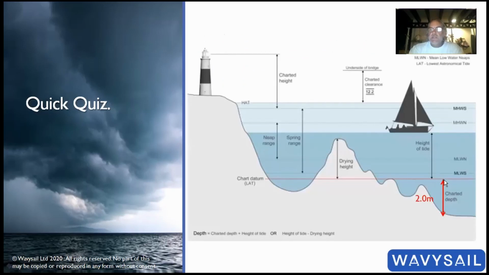So if we look at that, expand it a bit, there's our 2 meters chart datum. There's our maximum height, which was 4 meters. That gives us our 6 meters total. But when we started, it was 3.2 meters: 1.2 meters of height of tide, 2 meters of chart datum.